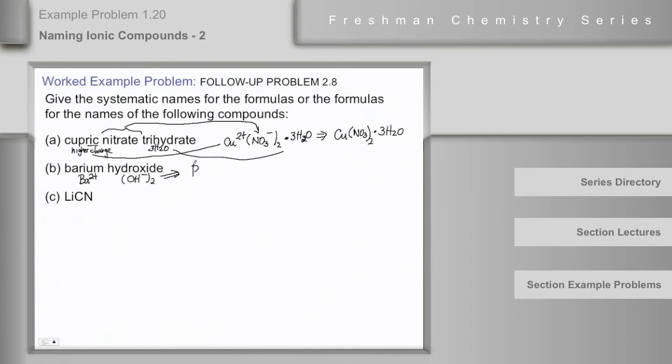So the formula will be barium hydroxide taken twice. Notice, as we did up here in the cupric nitrate case, we put parentheses around the polyatomic ion, and the subscript to the right tells how many of the units in parentheses are present. So this would be barium hydroxide, Ba(OH) taken twice.